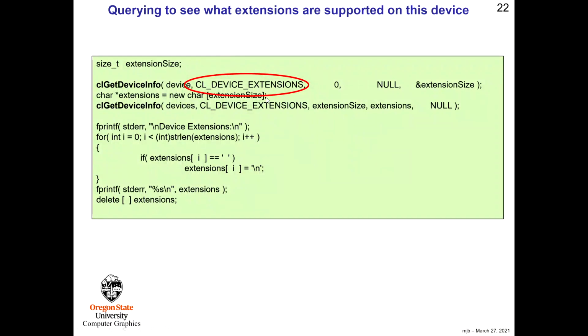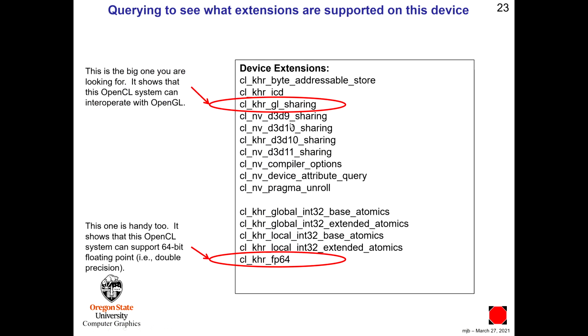This is how you go about finding out what extensions are available. In most systems, you get something that looks like this. Here's your device extensions. There are two you really care about. You care about them all, but there are two you really care about. Here's one of them, and this says that this OpenCL implementation is capable of sharing with OpenGL, meaning you can mix compute with graphics all in the same GPU. You care about that. When we talk about doing that in the OpenCL, OpenGL interoperability notes, you'll see why.